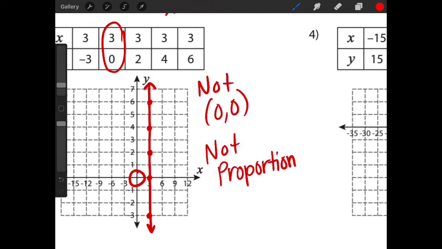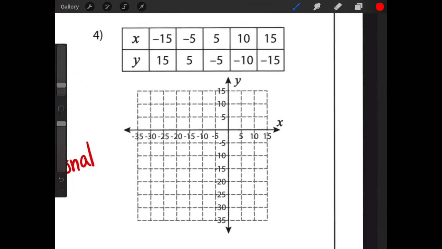Running out of space. Let me just make more space. There we go. And our last one, 4. I don't see anything that has to do with 0 up there, so I don't know yet. So I'm going to go ahead, and I do notice that 15 and 15, 5 and 5, 10 and 10, 15, 15. So I have a feeling that that's going to show me something kind of cool.